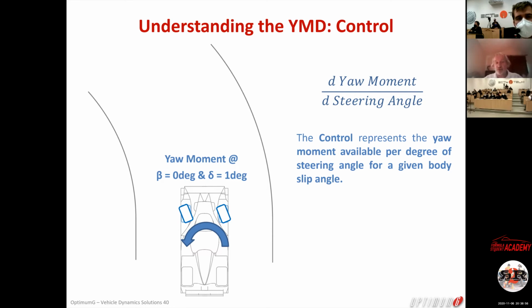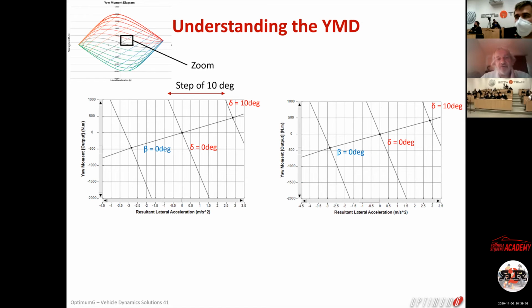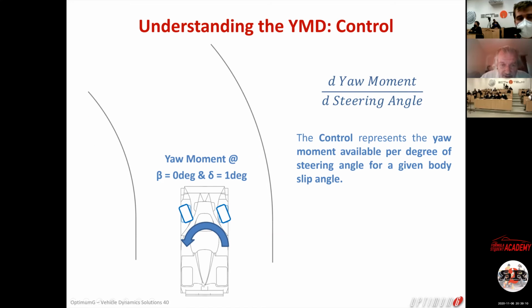So I'm going to turn the steering wheel a little bit. I'm going to create a slip angle on the front. Because I create a slip angle on the front, I create grip. Grip on the front multiplied by the distance a is going to create a yaw moment. But in quasi-steady state, we are going to consider that beta is equal to 0.